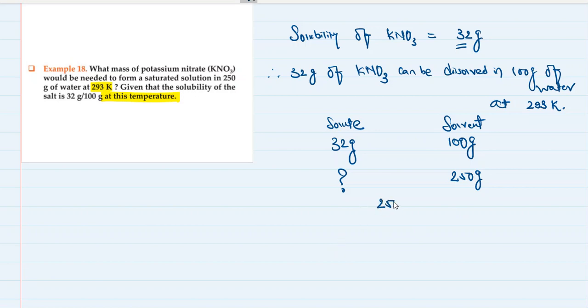That is 250 multiplied by 32 upon 100, right? So 5 2s are 10, 5s are... and 2 16s are... 16 5s are 80 grams. So the answer is 80 grams.